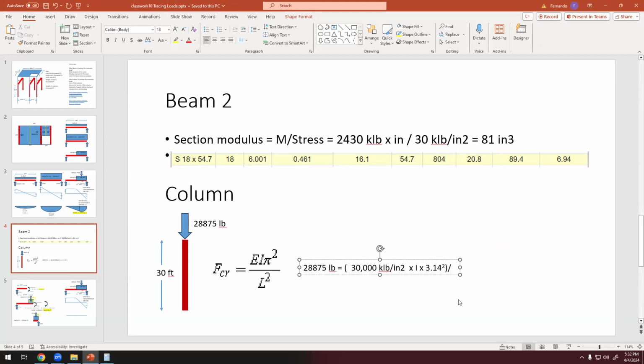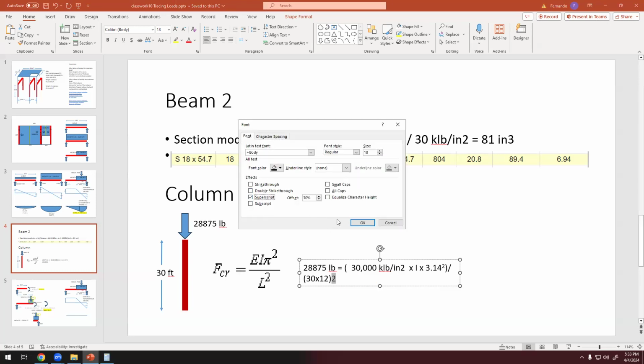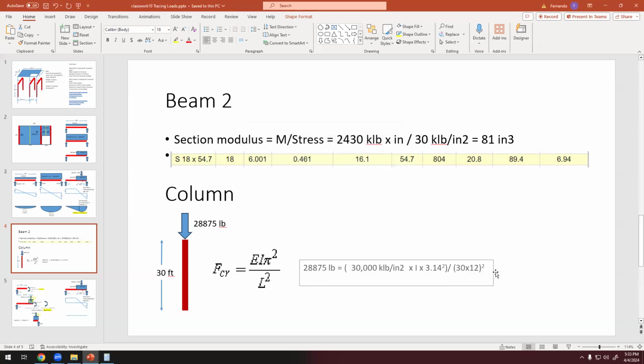And now I have to divide this by L square. So what did we do? We turned everything into inches to make it easy. So it's 30 feet times 12 inches square. And now we have to calculate this number. We have to calculate I.